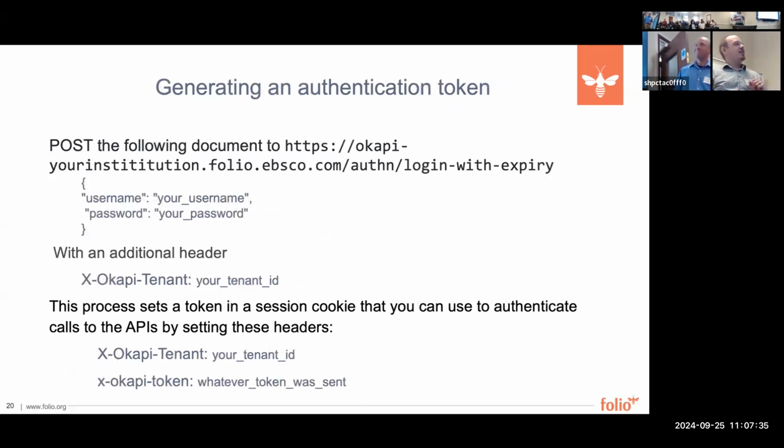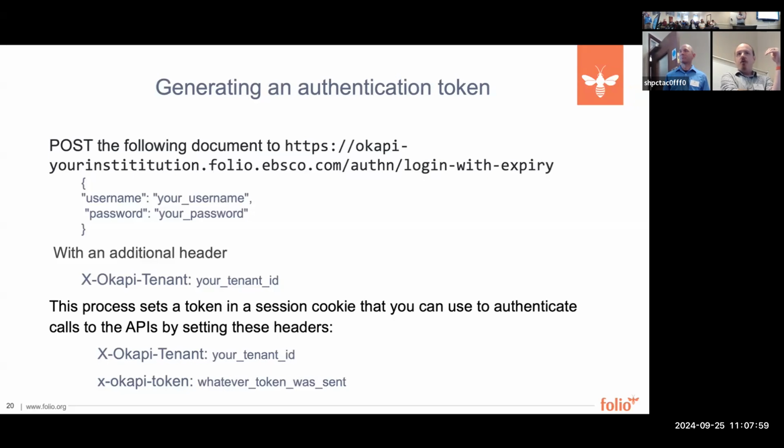Speaking of generating an authentication token, this is the JSON body that you would send to the login endpoint. You need to include your tenant ID in the header. So there's an X-Okapi-Tenant header, and the tenant ID needs to be included there. This is in the software version section of settings.